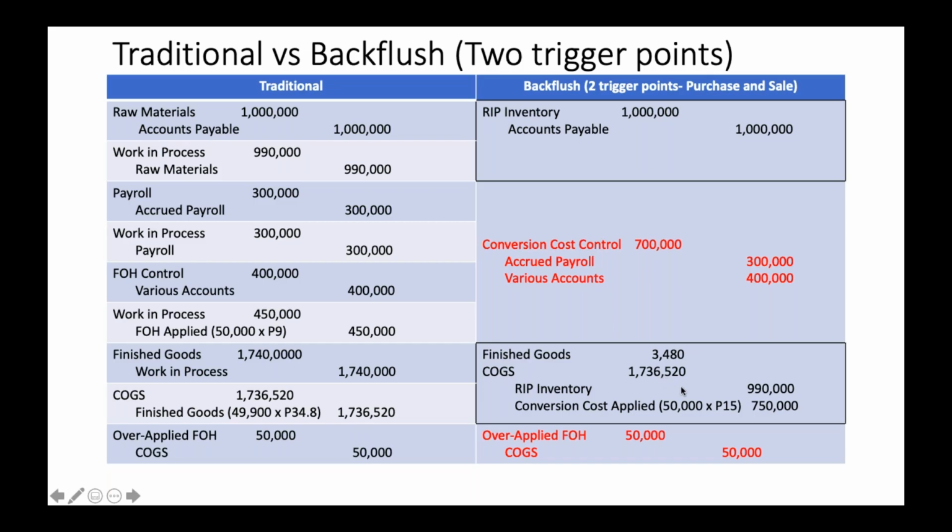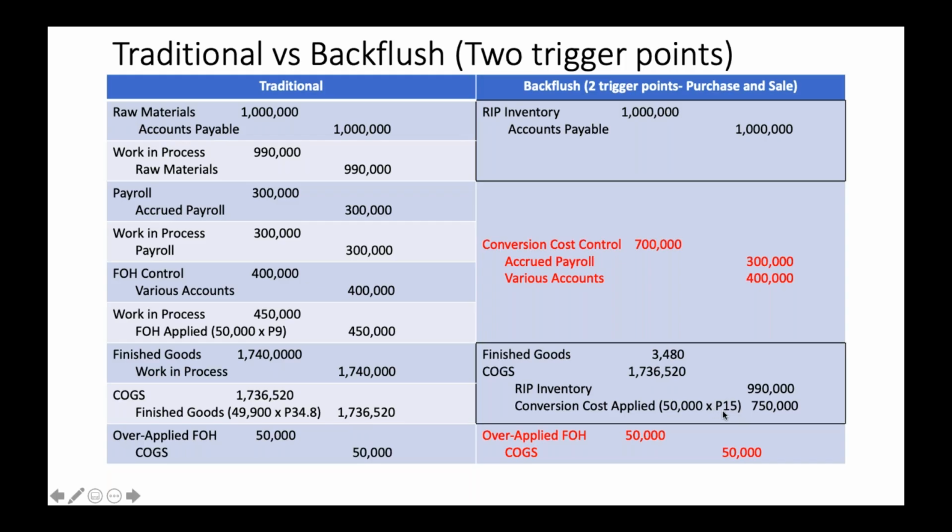Now for the credits, we used up inventory that is 50,000 at 19.8, 990,000. Conversion cost of 50,000 at 15 pesos, that's 750,000. 15 and 19.8 is the same standard unit cost used in computing for your finished goods and cost of goods sold, right? So we understand standard costs are the applied cost.